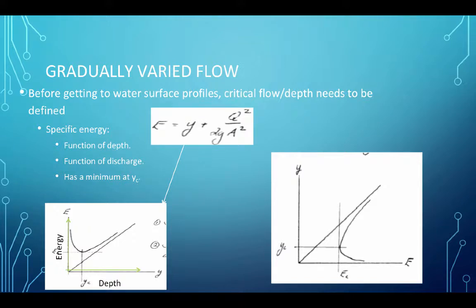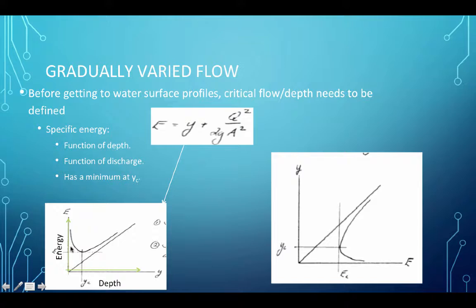Before getting into the water surface profiles, let's look a little bit at a review of critical depth. Specific energy is a function of depth. It's also a function of discharge, and it has a minimum at a location called y sub c, the critical depth. So here's the specific energy equation. Once you pick a discharge, the specific energy versus depth will plot along some curve. And so there'll be a unique curve for each discharge in each channel cross-sectional shape.